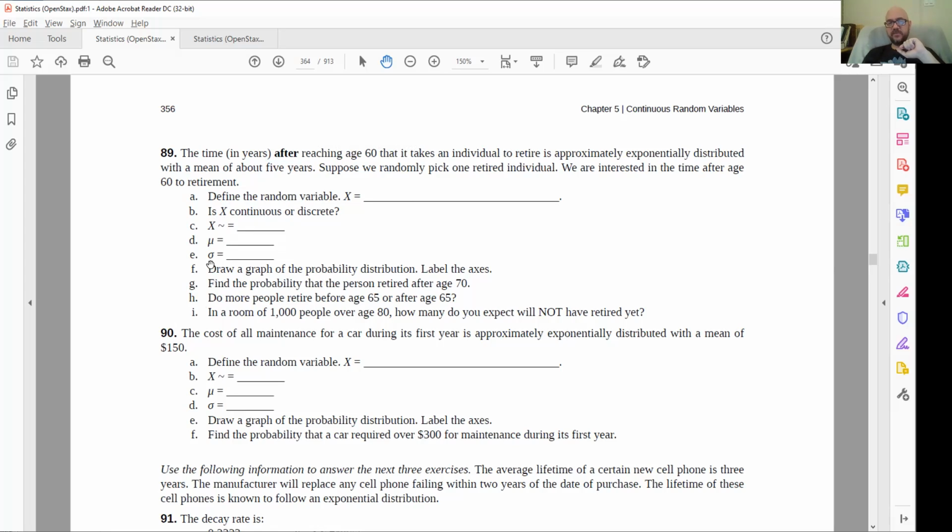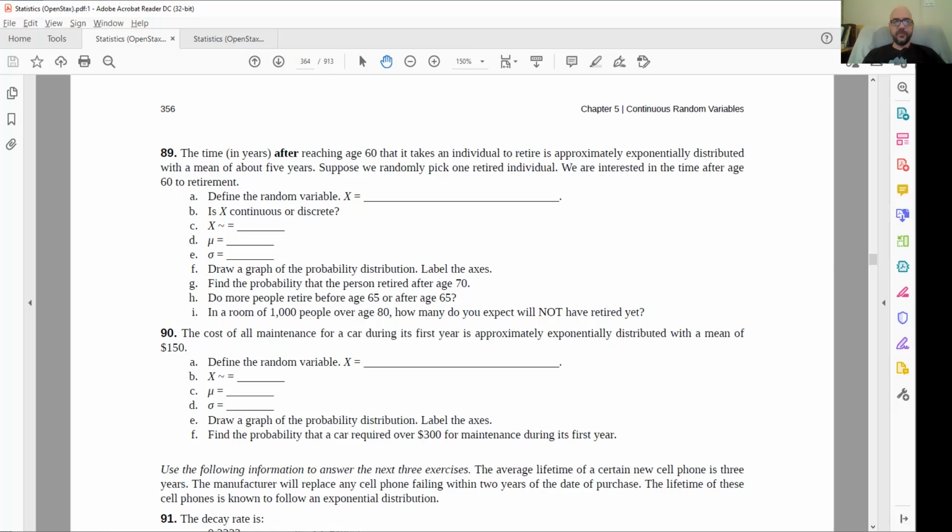The mean, they told us, is 5, and the standard deviation is the same as the mean, 5. Again, that's kind of unique to exponential distributions. Don't think that mean and standard deviation are always the same, because they're generally not, but in exponential distributions they are. Draw a graph, label the axes, find the probability of a person retiring after 70.